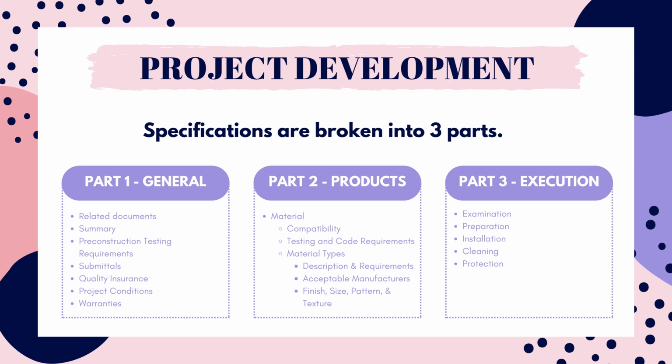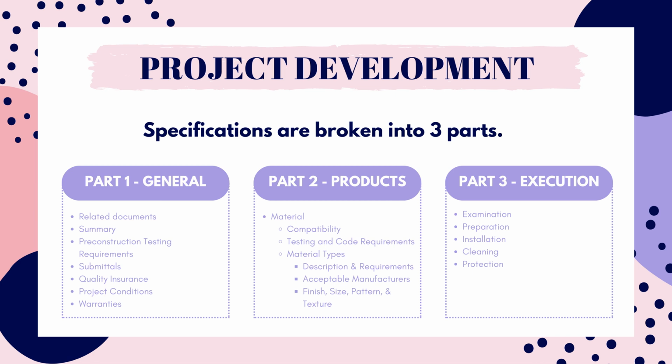Specifications, which we often call specs, are broken into three parts: general, products, and execution. The general portion tells you what product that spec is about. Other sections that are related, like a concrete spec is related to the reinforcing spec, as well as various requirements of the material, like testing, quality, warranties, and what conditions it can be installed in, and what submittals are required to be submitted.